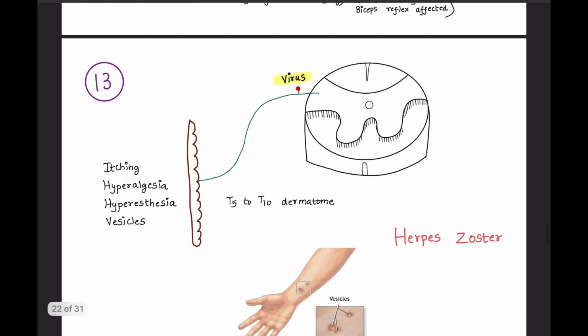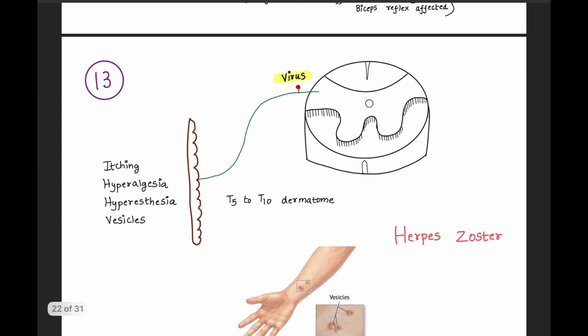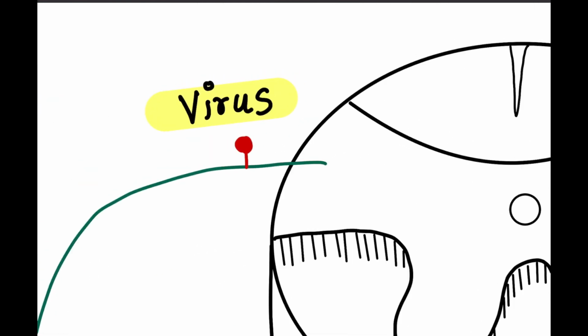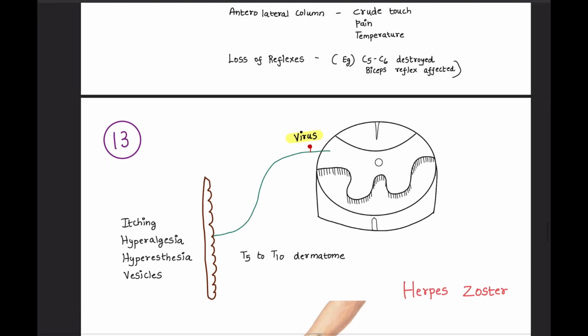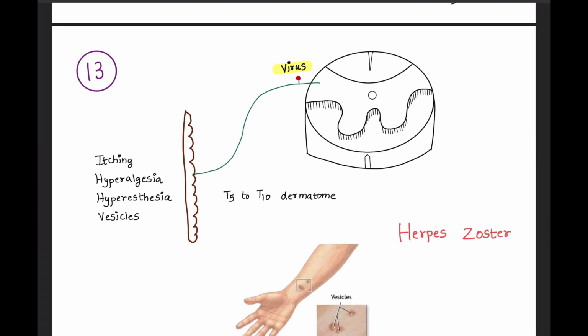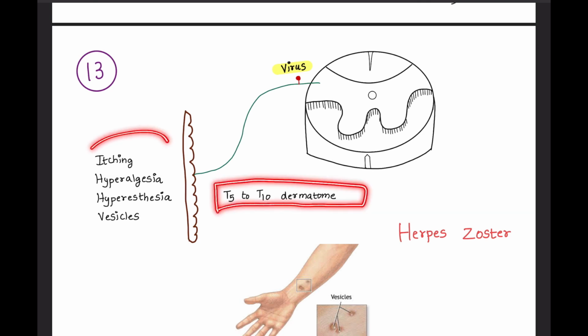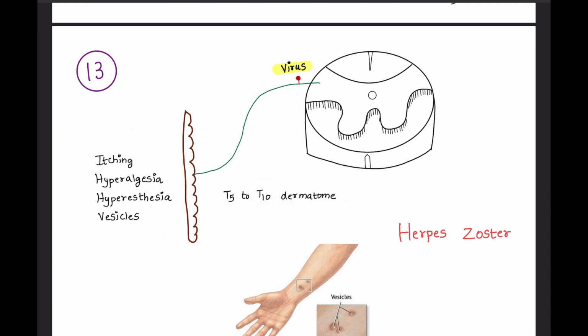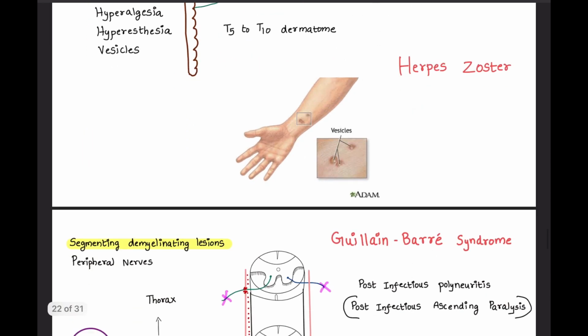In the next case, there is a lesion or a virus in the dorsal root ganglion. If there is a virus in the dorsal root ganglion, the patient will have itching, hyperalgesia, hyperesthesia and may also have vesicles at the level of thoracic 5 to thoracic 10 dermatome. That is, in the skin at the level of thoracic 5 to thoracic 10 dermatome, the patient will have these clinical features. This condition is known as herpes zoster.